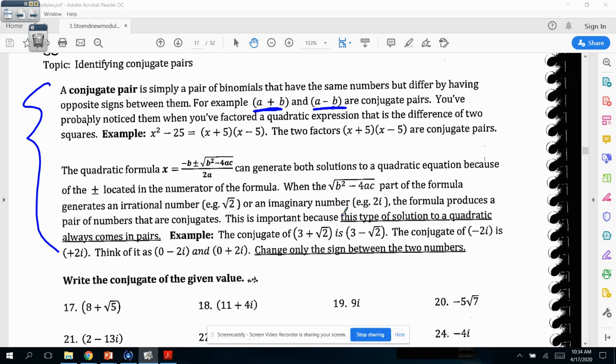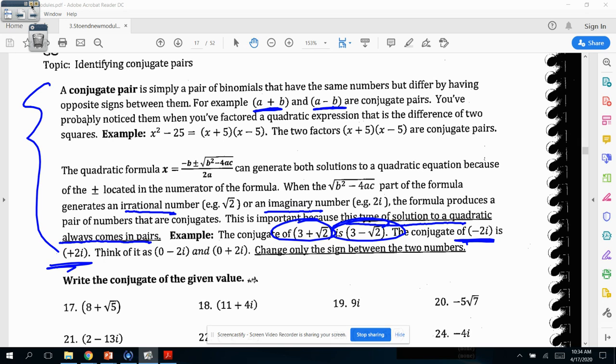This is really important because if you have imaginary solutions or irrational numbers, irrational numbers and imaginary numbers always come in pairs, conjugate pairs. They never come alone. So if I tell you that one of the answers is 3 plus root 2, you know 3 minus root 2 has to be one. Same thing with the imaginaries. Okay, they have to come in pairs.